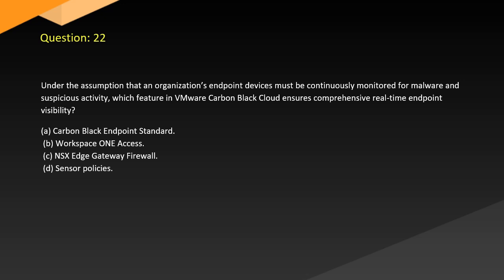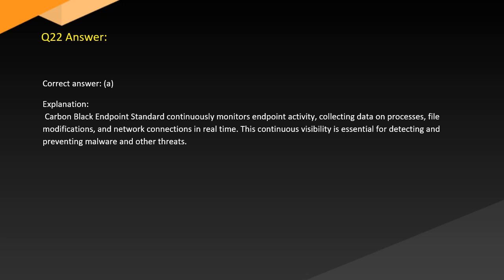Question 22. Under the assumption that an organization's endpoint devices must be continuously monitored for malware and suspicious activity, which feature in VMware Carbon Black Cloud ensures comprehensive real-time endpoint visibility? A. Carbon Black Endpoint Standard. B. Workspace ONE Access. C. NSX Edge Gateway Firewall. D. Sensor Policies. Answer. Correct answer: A. Explanation. Carbon Black Endpoint Standard continuously monitors endpoint activity, collecting data on processes, file modifications, and network connections in real time. This continuous visibility is essential for detecting and preventing malware and other threats.